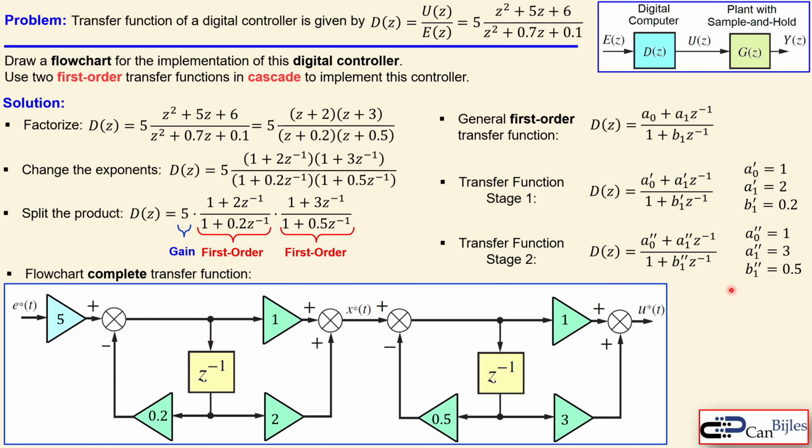Alright guys, this is our example number 3 for this digital controller implementation using 2 first order transfer functions in cascade. So we implement this, and again this is handy when you want less sensitivity for coefficient changes or coefficient parameters in your design. If you have any questions, comments about this example, please let me know. I will try to answer them as soon as possible.